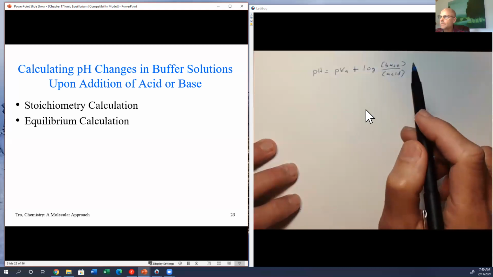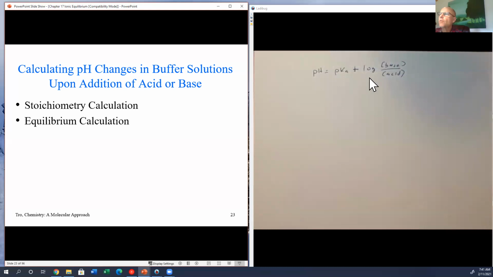All right. So today we're going to look at how you calculate pH changes in buffer solutions upon addition of an acid or a base. So if you have a buffer and you add acid or base to it, how does the pH change? And what we're going to see is that these calculations involve two parts. The first part is a stoichiometry calculation.